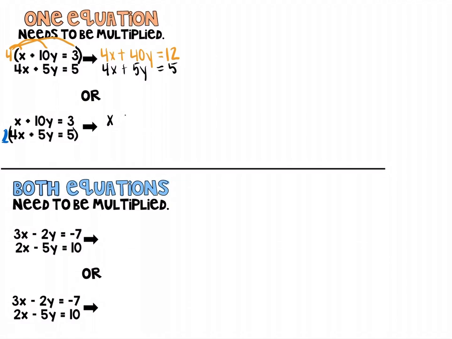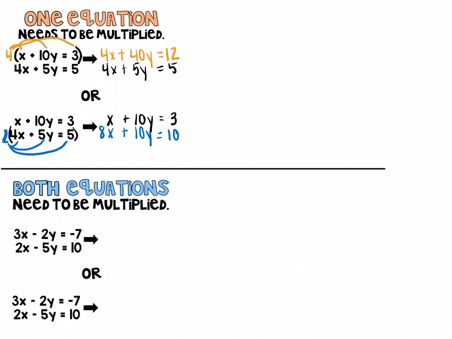So the first equation is going to stay the same. And now we're going to multiply by 2. So 2 times 4x, 2 times 5y, 2 times 5. So 2 times 4x is 8x plus 2 times 5y, 10y equals 2 times 5, 10. And now if you look at it, our 10y's match. So now we can do the addition or subtraction. In this case, we would do subtraction to make that work. So that's only if one equation needs to be multiplied. You just pick which one you want to multiply, which variables you want to make match, and multiply.